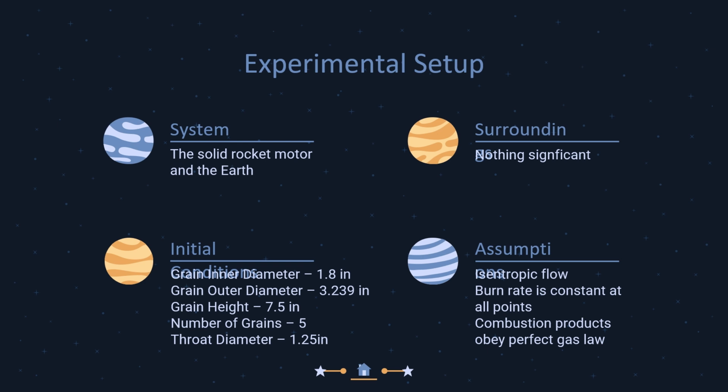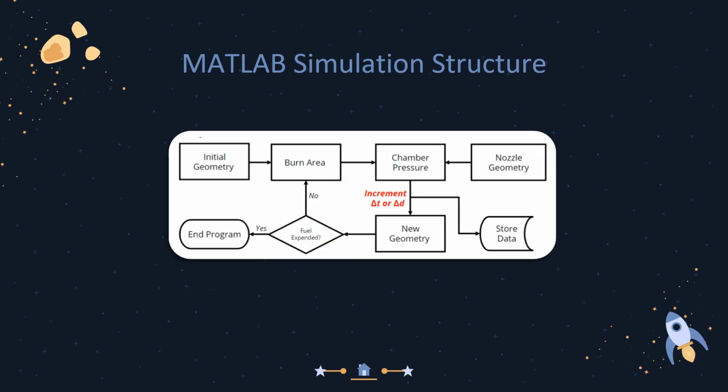The assumptions were that the burn follows isentropic flow, meaning that it's adiabatic, so no heat is lost to the surroundings, and that no friction is encountered by the gas hitting the nozzle. The burn rate is assumed to be constant at all points in the exposed burn area, and the combustion products are assumed to obey the perfect gas law.